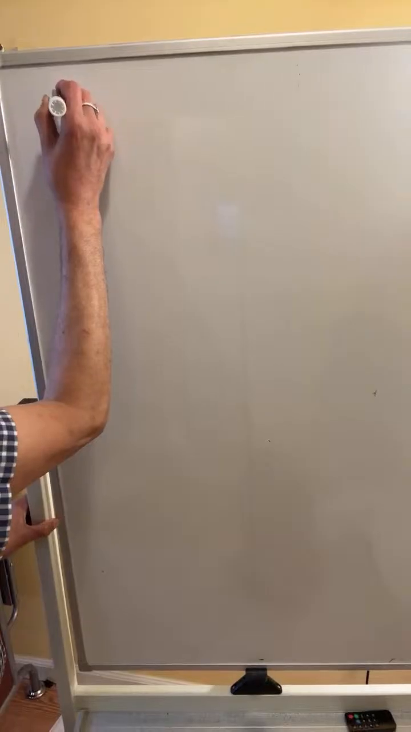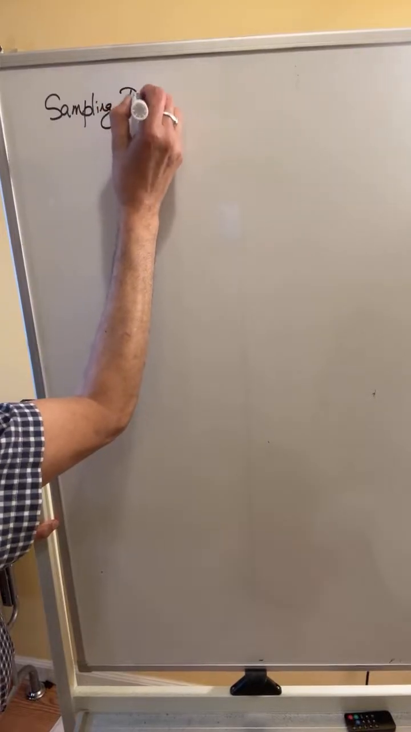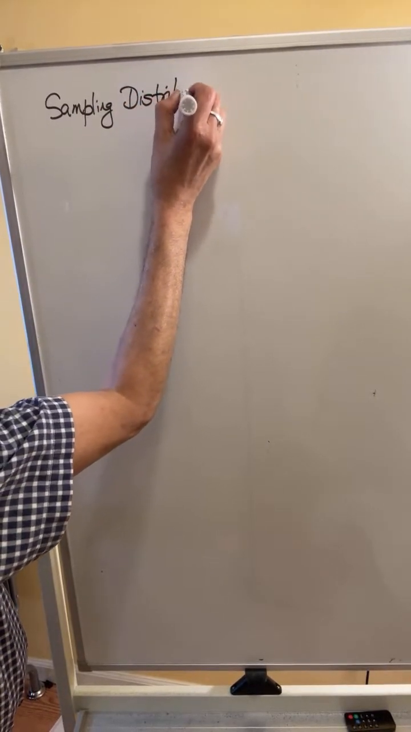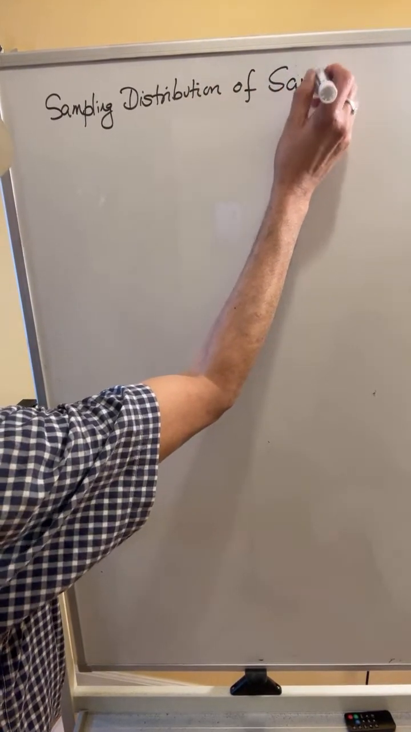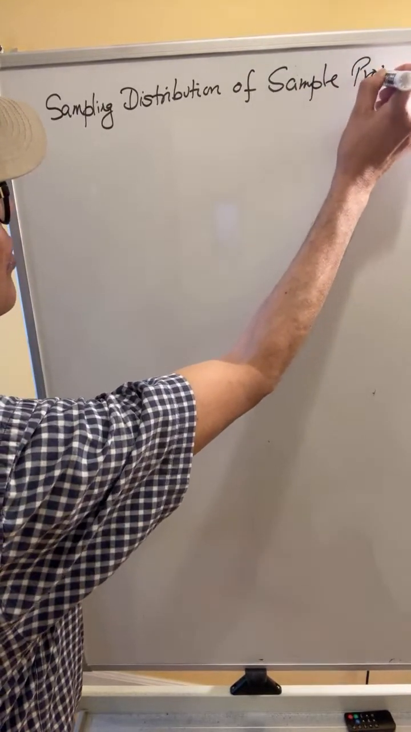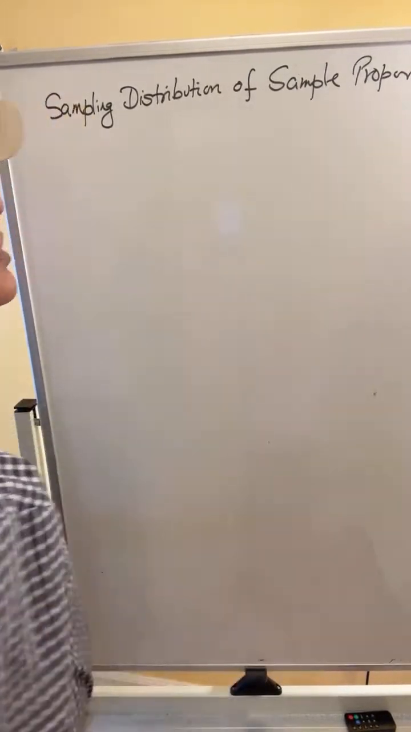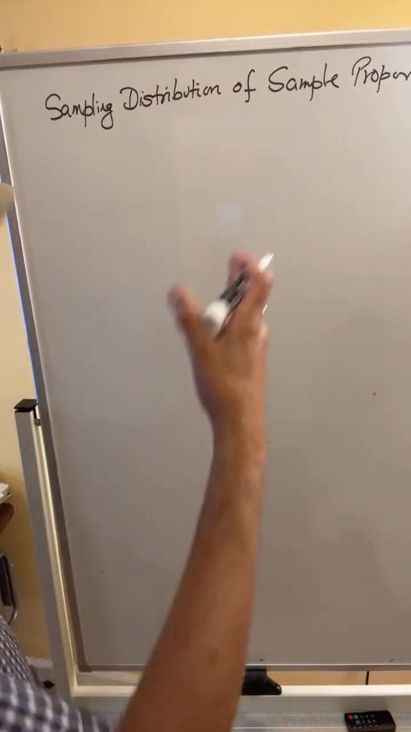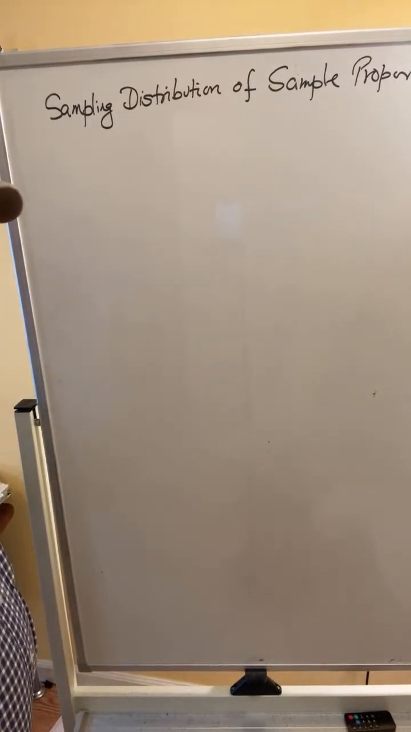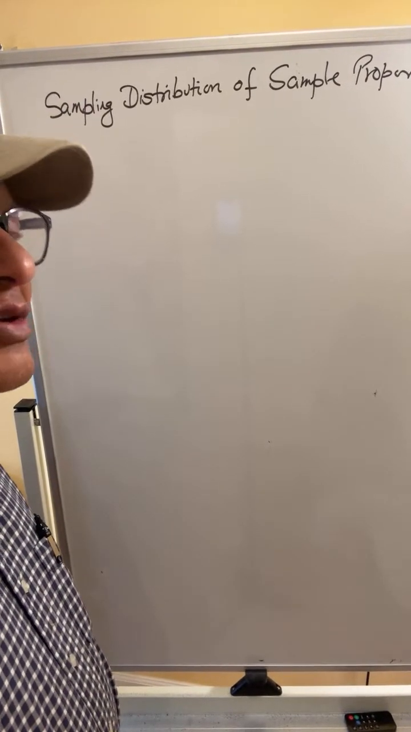So, we are going to talk about, as I said, sampling distribution of sample proportion. This is written by P hat. Why do we work with sample proportion? Our ultimate goal is to find out the population proportion of success.